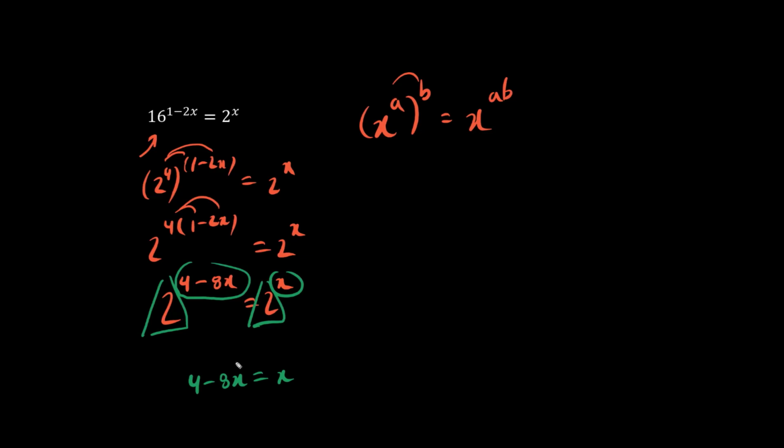The rest is algebra. We throw minus 8x to the right. It becomes positive 8x plus 1 more x becomes 9x equals 4. Dividing both sides by 9, we have x equals 4 over 9.